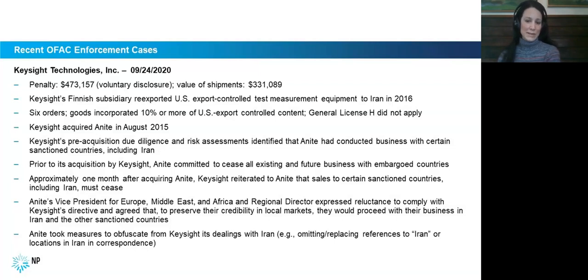But as it happens, behind the scenes, the vice president for Europe, Middle East, and Africa, and the regional director talked about that and said, this is really bad, right? We're going to lose our credibility in the market, in the region, if we don't export to Iran. So they came up with different ways to export to Iran by omitting or replacing references to Iran and putting in the UAE and whatnot.